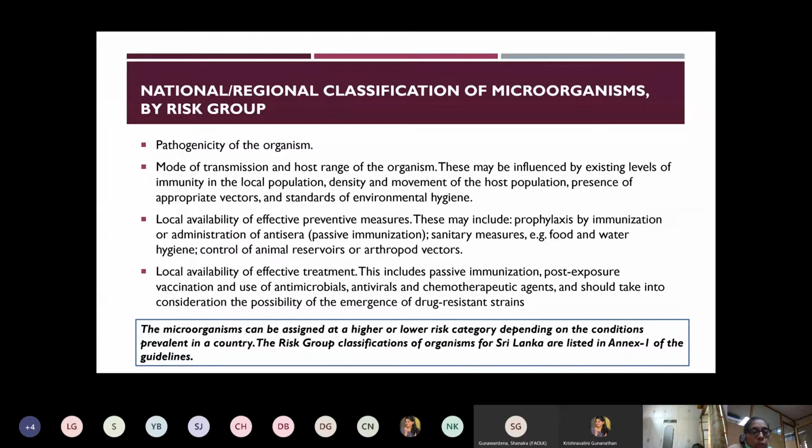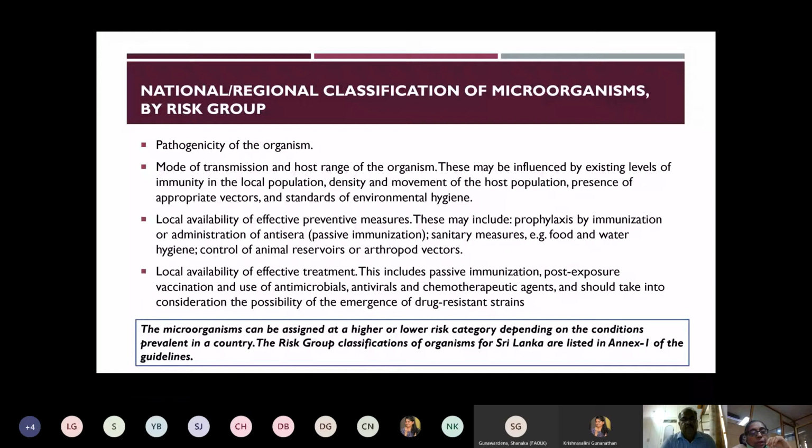Every country or region will classify these microorganisms for their territory. The parameters are almost the same, but you have to look at the conditions in your country. So pathogenicity of the organism, mode of transmission and host range of the organism may be influenced by existing levels of immunity in the local population, density, movement of the host population, presence of vectors, and standards of environmental hygiene. Local availability of the effective preventive measure: there might be some treatment, but it doesn't exist in my country. Prophylaxis by immunization, administration of anti-sera, sanitary measures and other parameters.